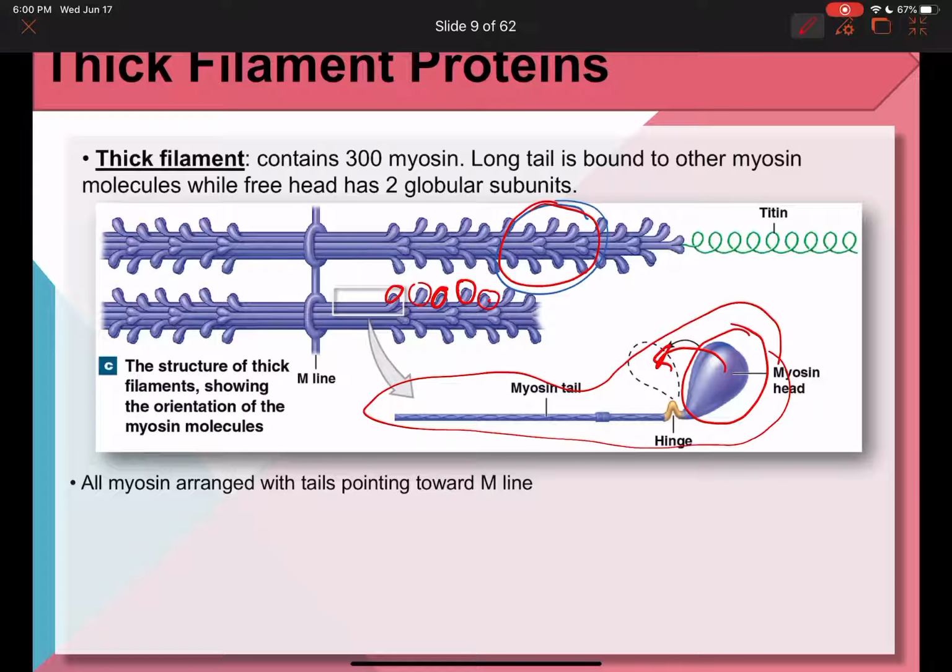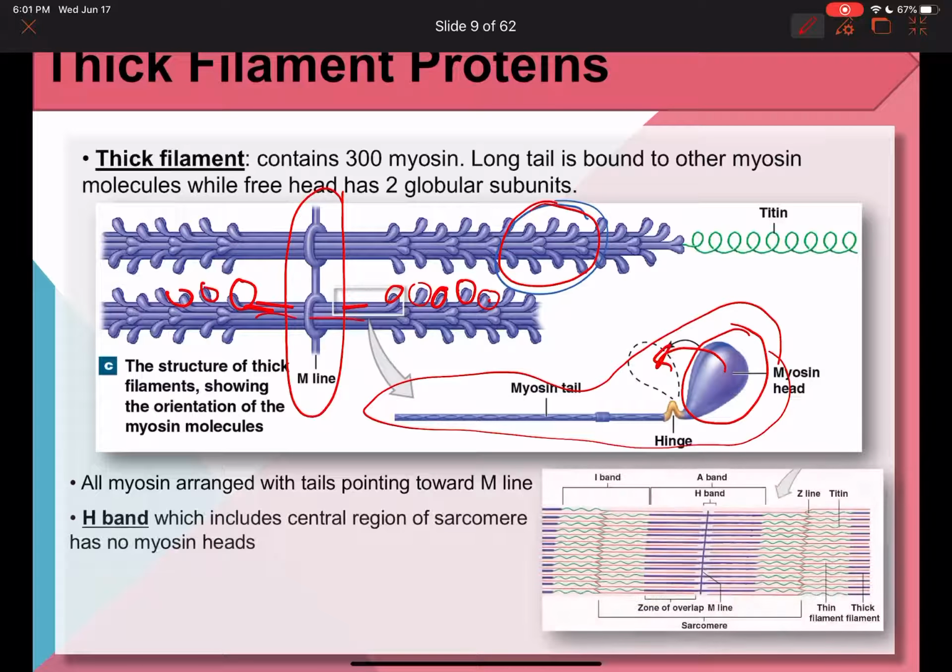All myosins are arranged with tails pointing towards your M line. So these are your myosin tails, and all of these nubs here are your myosin heads that are responsible for binding to actin. The H-band includes the central region of the sarcomere right here, which does not have any myosin head.